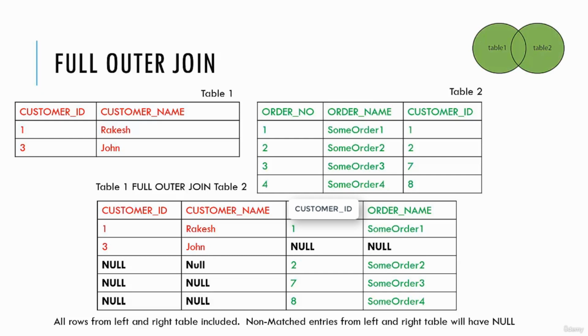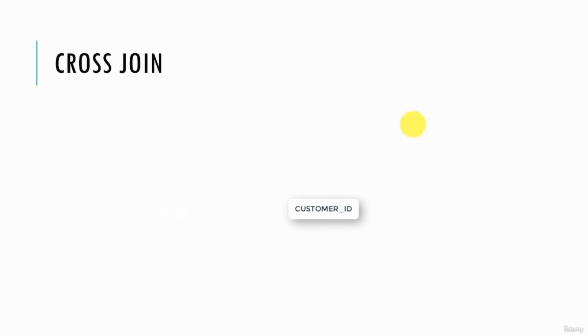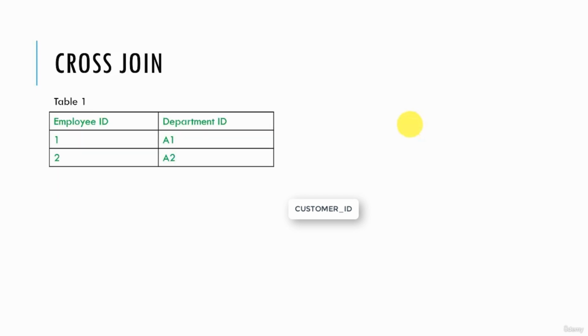So if we were to look at this a little bit visually, this is how it will look like. You'll have everything from table 1 plus common rows plus everything from table 2. Again, we will look at some examples which will make it more and more clear. But the bottom line is it's just a combination of left outer join and right outer join. And in the end, let us introduce one more called a cross join.